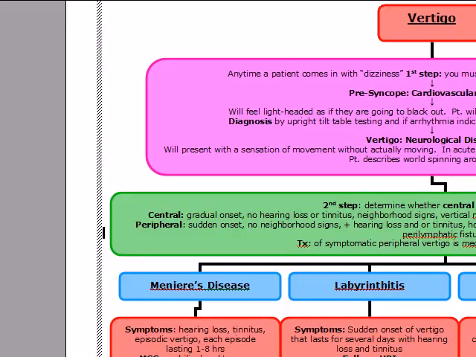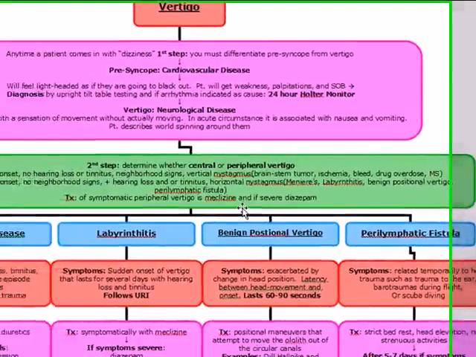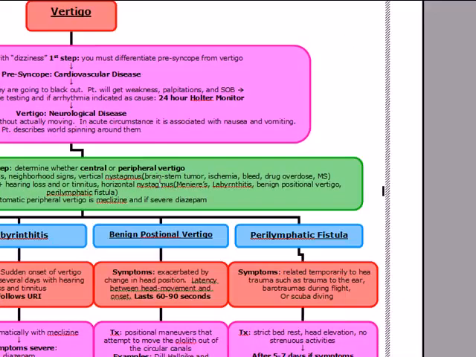What's the difference? Central, gradual onset. Peripheral, sudden onset. Okay? So first thing, is it gradually onset or is there sudden onset? If there's sudden onset, we know it's peripheral. If there's gradual onset, it's central. Okay? In central also, you see these characteristics. There's no hearing loss or tinnitus. There's vertical nystagmus. Okay? Examples of central causes: brainstem tumor, ischemia, bleed, drug overdose, or MS.